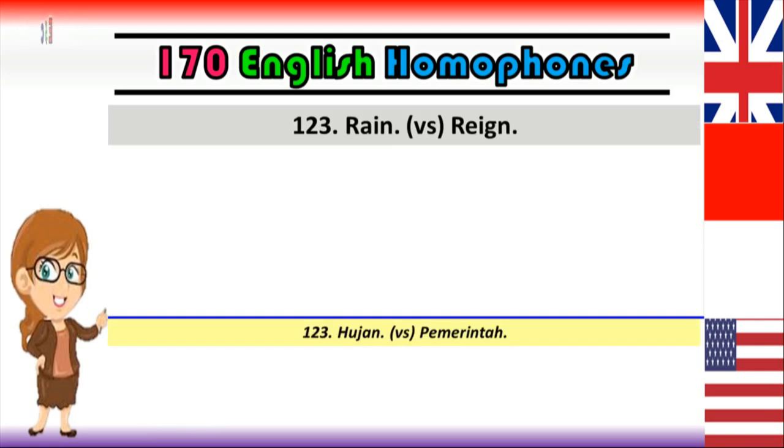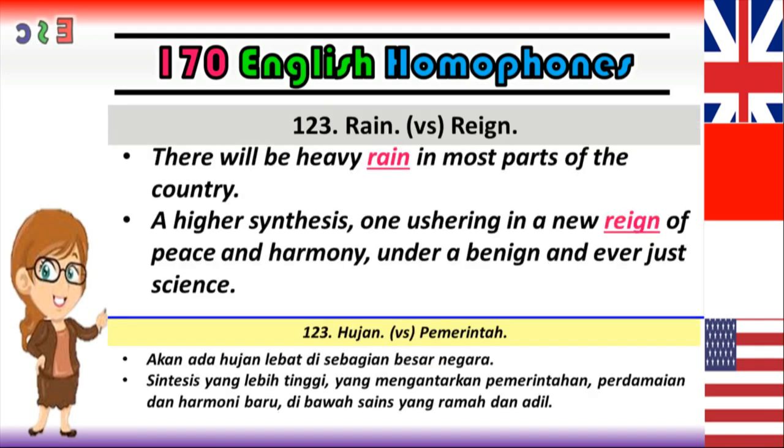123. Rain versus reign. Examples. There will be heavy rain in most parts of the country. A high synthesis, one ushering in a new reign of peace and harmony, under a benign and ever just science.